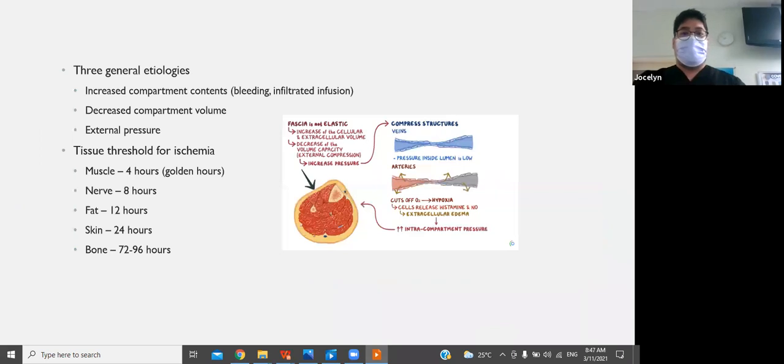Understand? All right. There are a few etiologies: increase in compartment content, decrease in compartment volume, which is compression, and external pressure. This is the tissue threshold for ischemia. Our golden hours: muscle around 4 hours, nerve 8 hours, fat 12, skin 24, and subsequently bone up to 3 days.